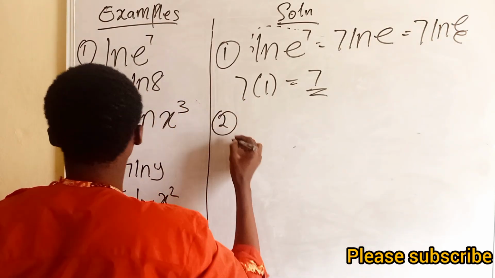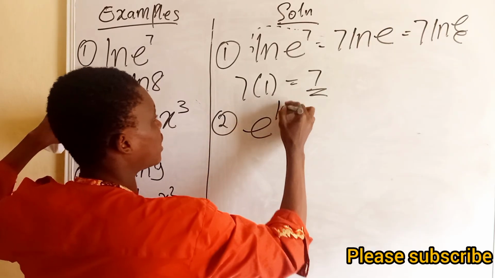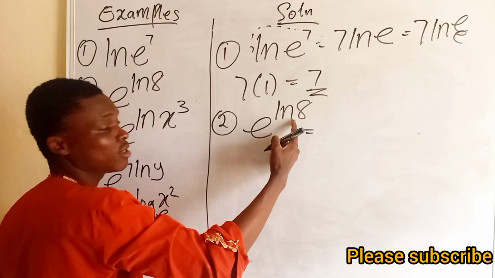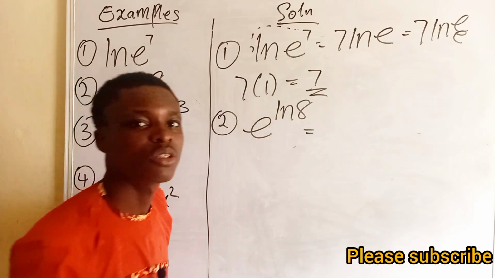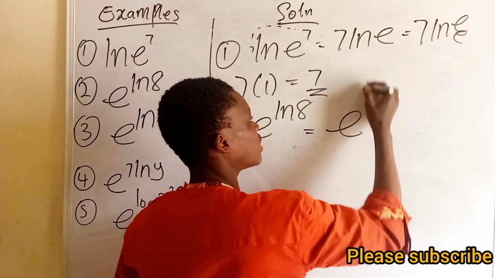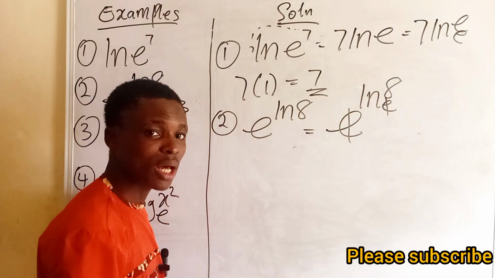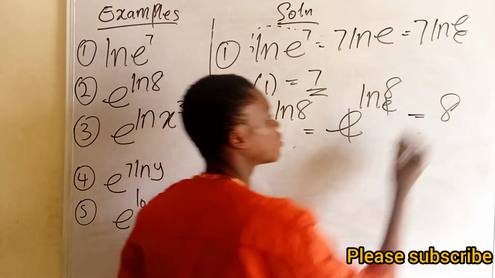So question 2. We have exponential, the ln of 8. Clearly, this comes with a base e. Yes, the natural log has a base e. So how do we solve this? Exponential, the ln of 8 base e, so that the base and the base can cancel out. And we have the answer to be 8.